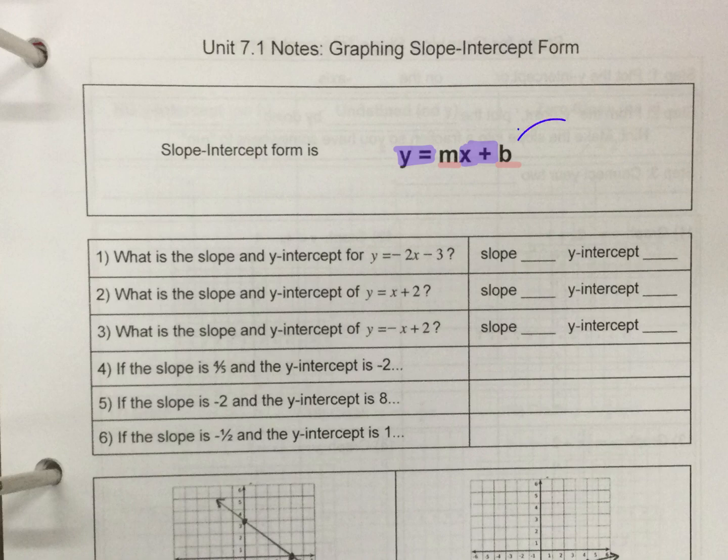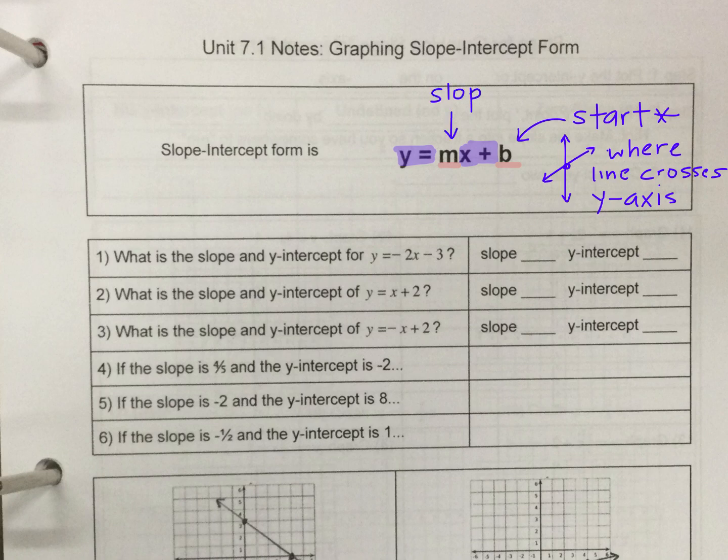The b is actually where you're always going to start. The b tells me where the y line that is going up and down crosses the line that I'm looking at. And then the m always represents our slope, which is the rise over run.